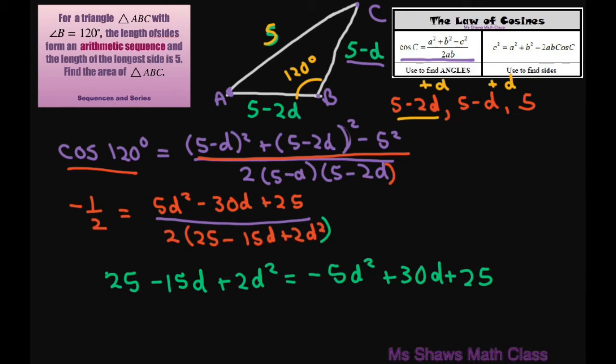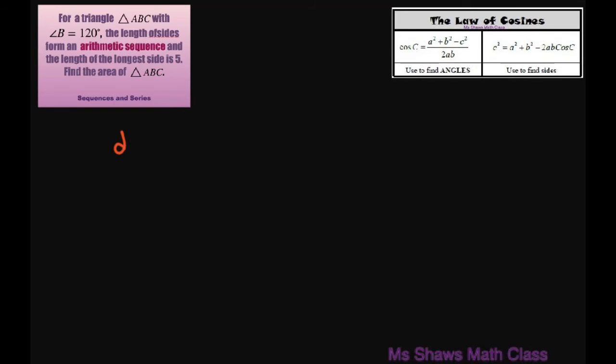All right, when you simplify all of this, you're going to get 7d squared minus 45d plus 50 equals 0. I just moved everything over to the left-hand side. All right, we're going to use the quadratic formula and solve for d. We had 7d squared minus 45d plus 50 equals 0.